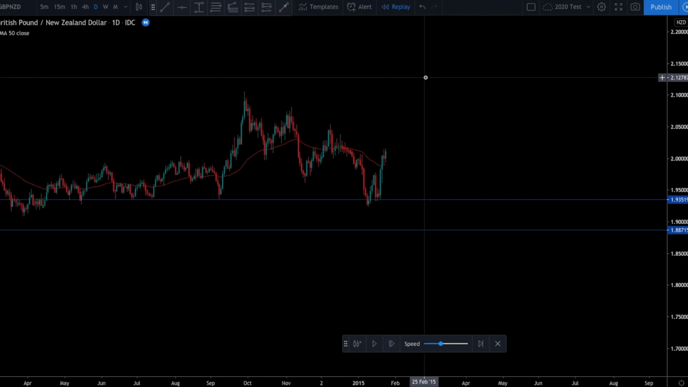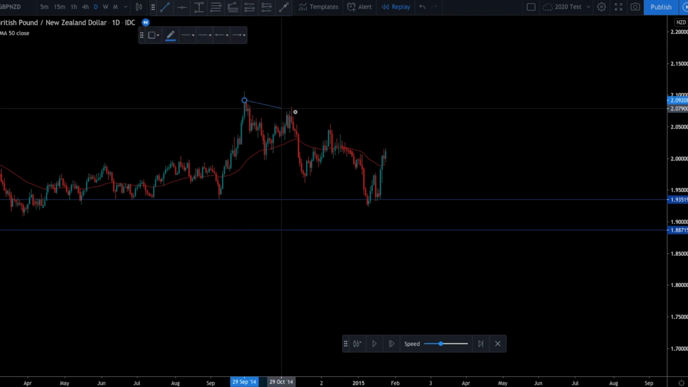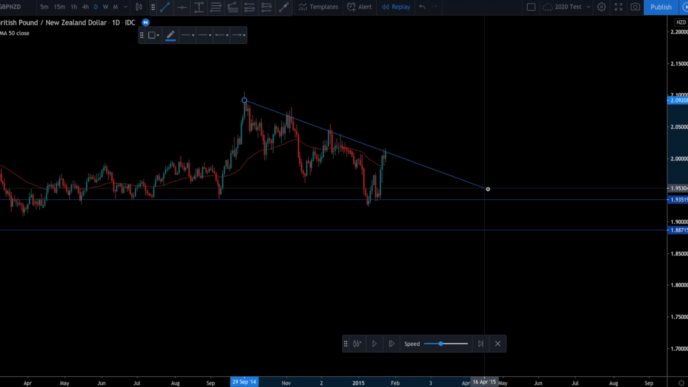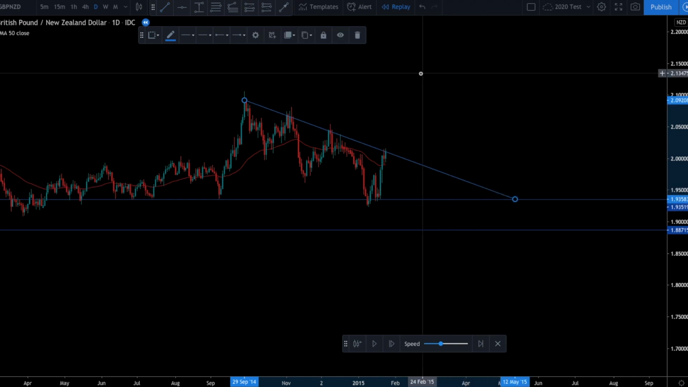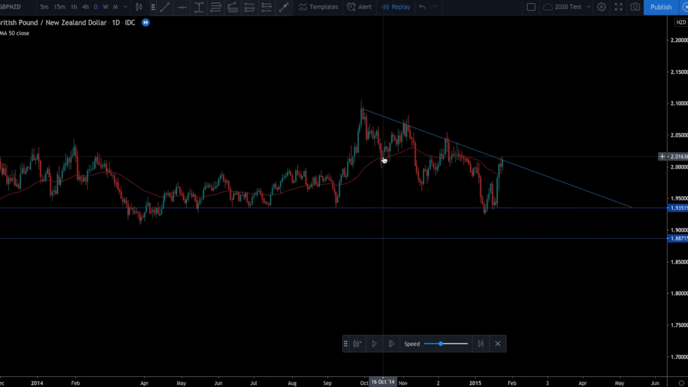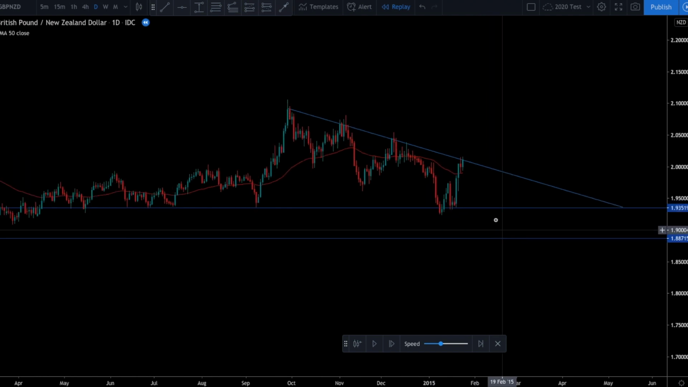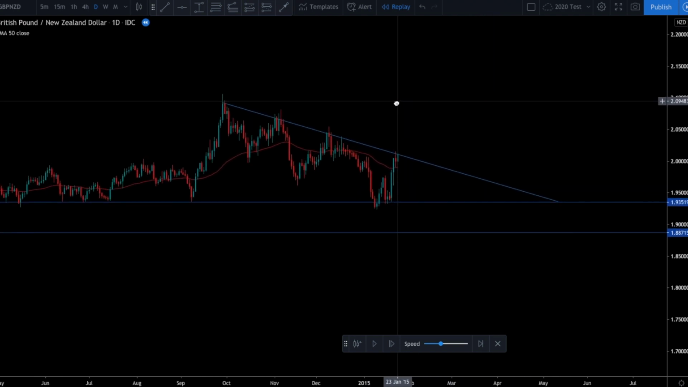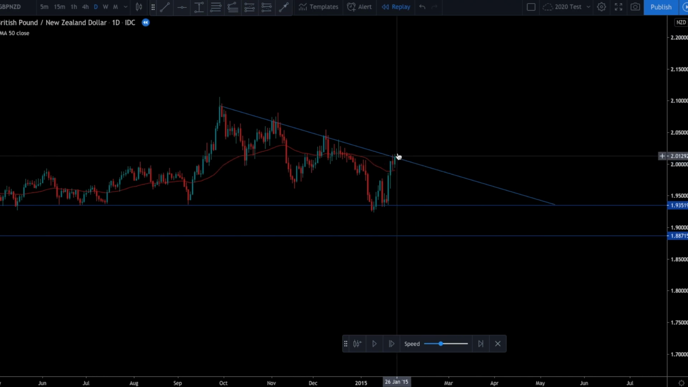Okay, so here it's forming a trend line here. It is on a downtrend. It's making lower lows, lower highs, and it did form a double bottom here. So right here, price could break out of this trend line and come back and retest it.